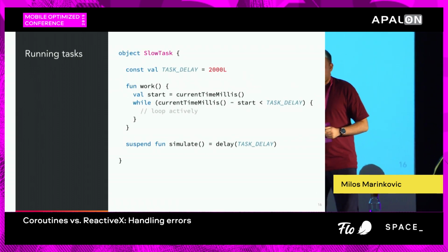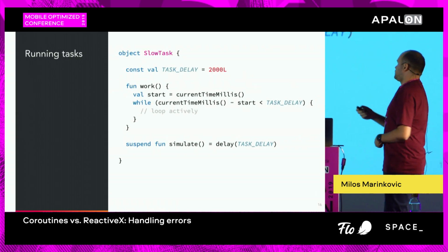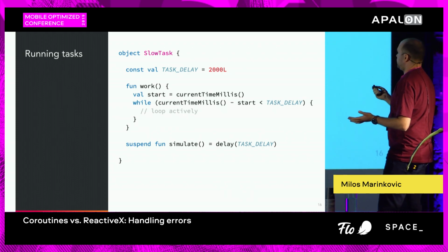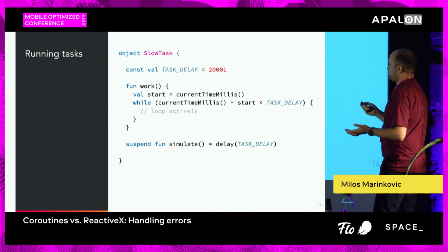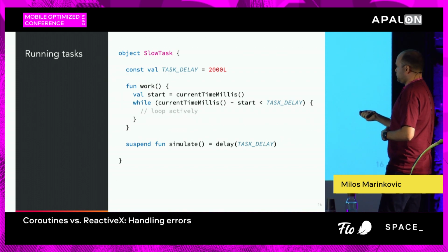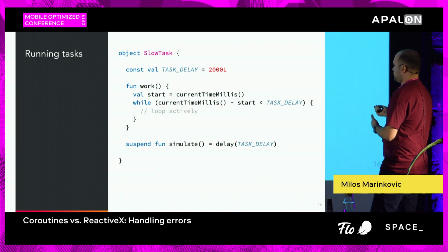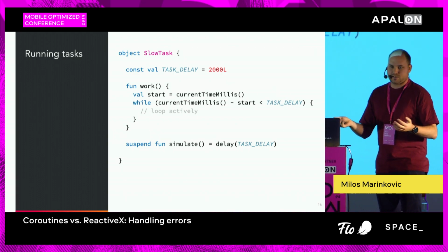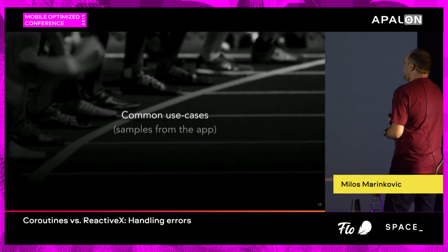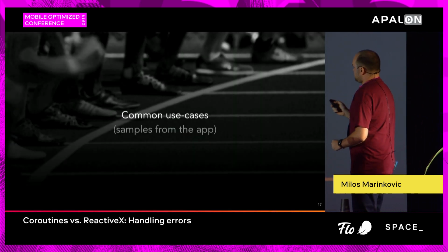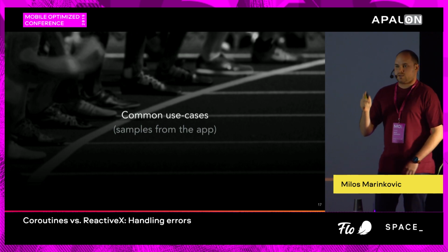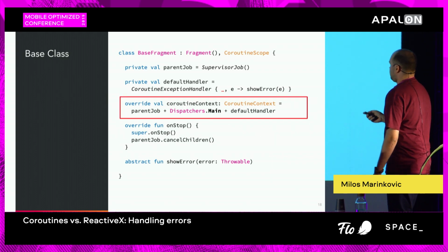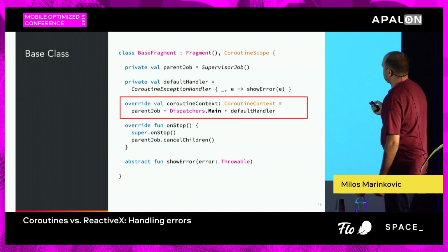All right, so what do the tasks look like? This is pretty straightforward. I just start looping, and I loop for 2 seconds. This is actual work. And for simulated work, I just use delay and put 2 seconds in there. But that's it. It looks like it's the same thing, but it's actually very different. Okay, and I will show you the common use cases with coroutines and how each of them behaves when errors are involved.